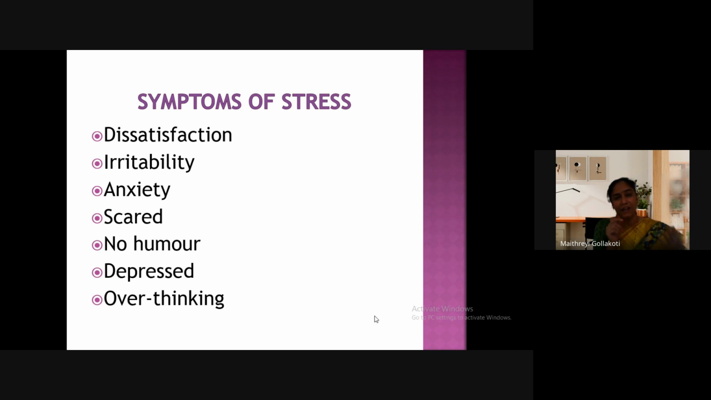And there is a lot of anxiety. They keep thinking again and again about the same thing. That is when people become very anxious. They can't think of anything else. They will think only of one thing again and again, and that will make them distressed. And now next is scared. People who are stressed are scared about what will happen next. What will be the result of this? How am I going to face this? Now that is scared.